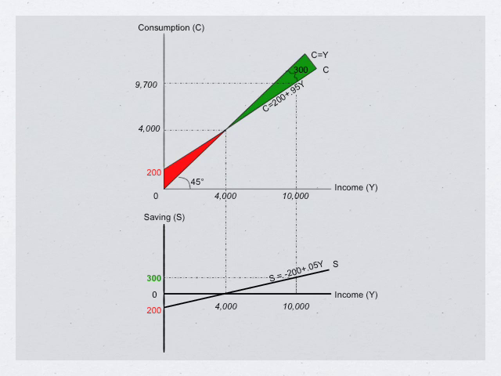So you can see, to make that $300 saving, it's $300 above the line. And those are two graphs that you really need to know.